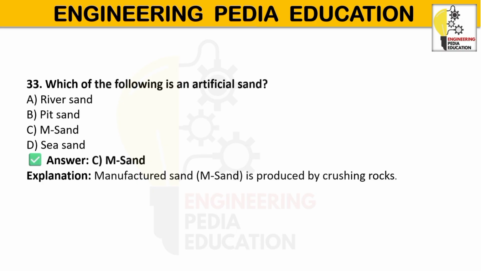Let's discuss more about this M sand. M sand is artificial sand with good grading and uniform quality, higher strength due to angular particles, and less silt and organic impurities. It is an eco-friendly alternative to river sand, suitable for RCC and concrete work.